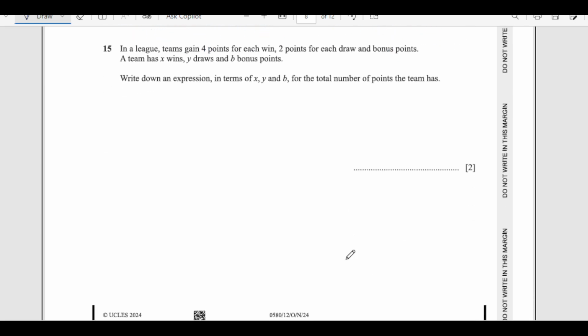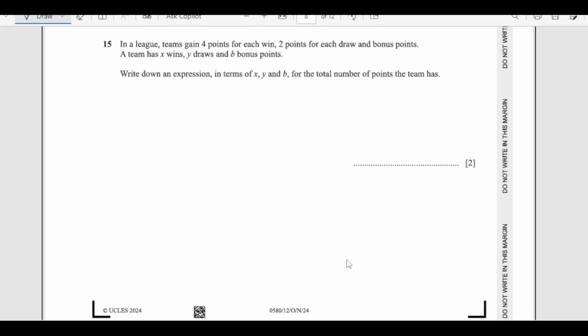Now, number 15. In a league, a team gains 4 points for each win, 2 points for each draw, and bonus points. A team has X wins, Y draws, and B bonus points. Write an expression in terms of X, Y, and B for the total number of points. So, the total number of points is just as simple. It is going to be the addition of all those points.